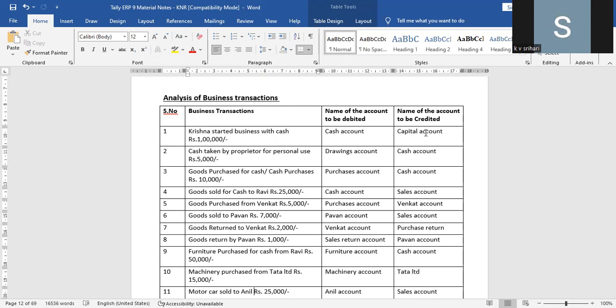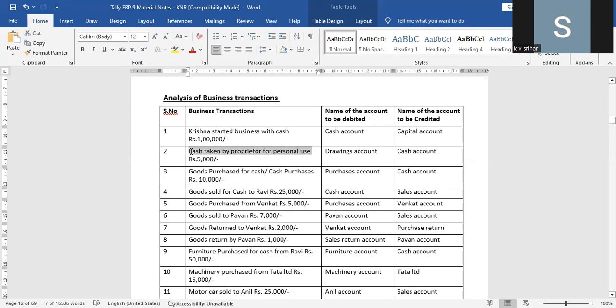That is the reason I spend more time on journal entries. Okay, sir. Cash taken by proprietor for personal use. So this means cash taken by proprietor. Who will take it? The proprietor will take it. How much amount will the proprietor take? 5,000 rupees.